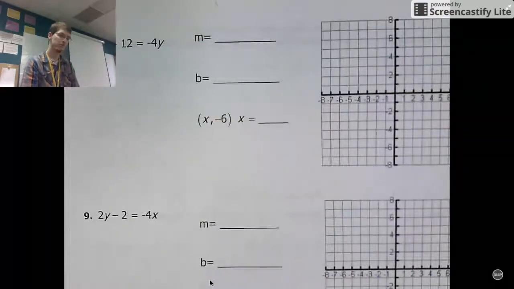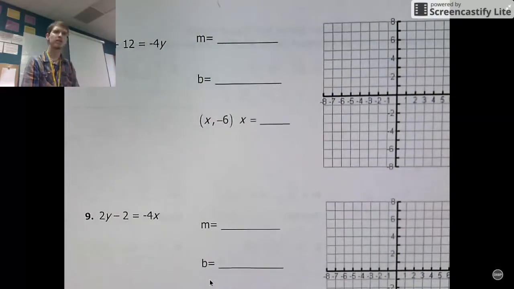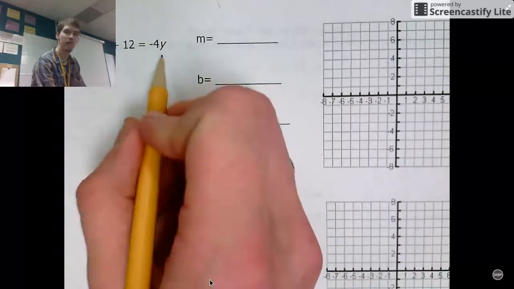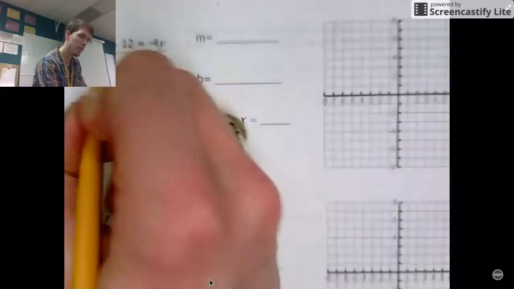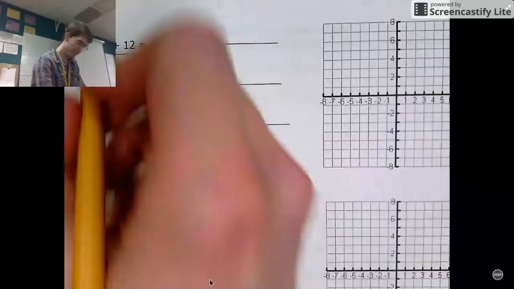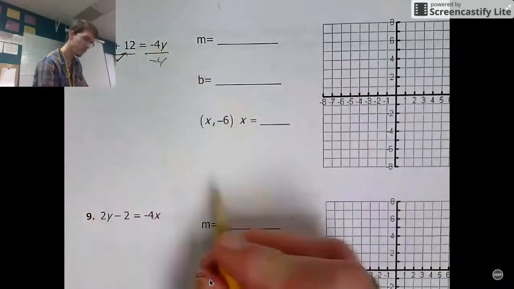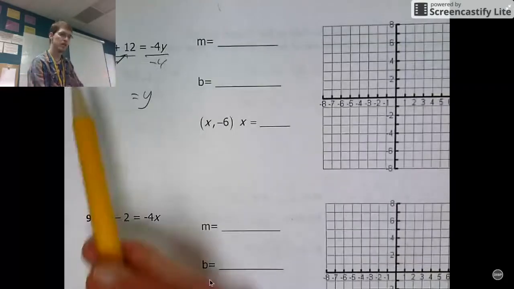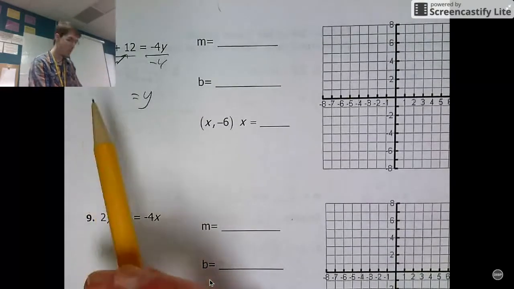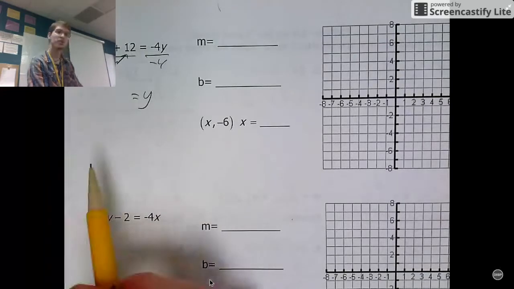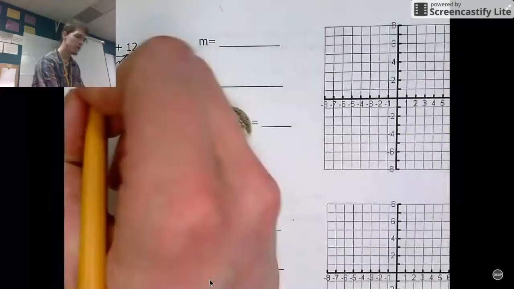Okay, number 8. Negative 2x plus 12 equals negative 4y. Is y by itself? Not quite. Let's divide everything by negative 4. So we're going to get y equals, and let's see, negative 2 divided by negative 4. Stay in focus. Negative 2 divided by negative 4. It's going to be positive, I know. And if I think about reducing this, 2 goes into both those, right? So this is 1 over 2.